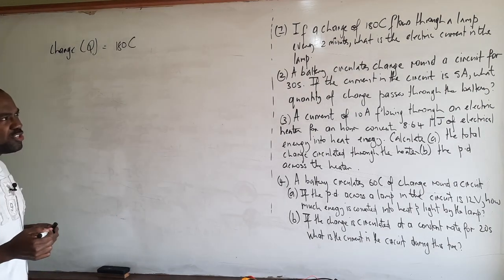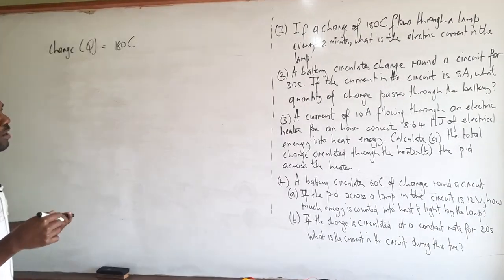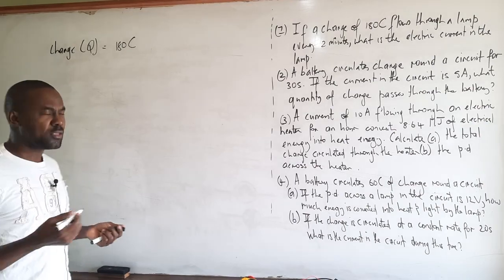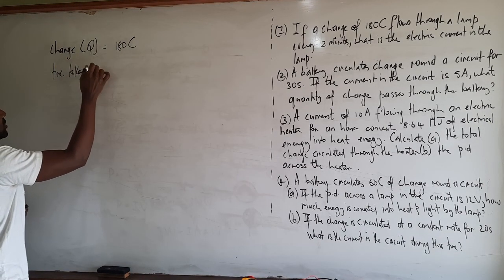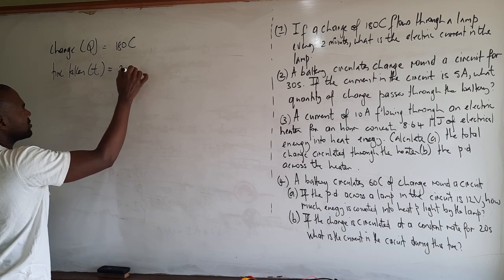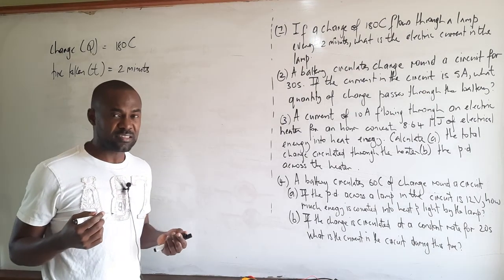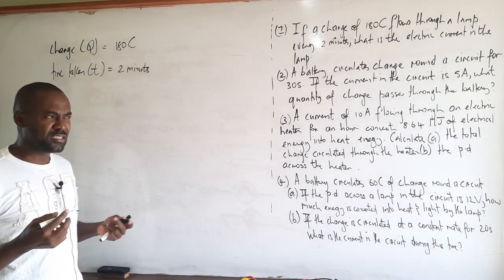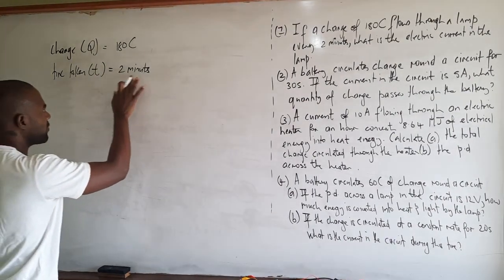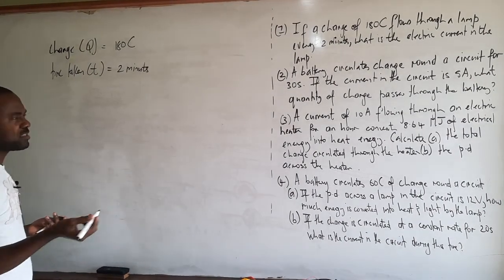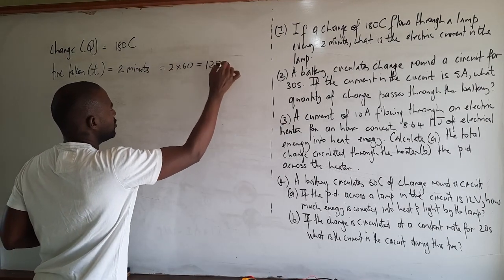And we're told that this charge flows through the lamp every 2 minutes. The 2 minutes, of course, represents the time for which the charge is flowing. So the time taken, T, is equal to 2 minutes. But of course, we know the SI unit of time is the second, and so we must convert this time from minutes to seconds. Of course, 60 seconds equals 1 minute, so to convert from minutes to seconds, we multiply by 60. So this gives us 2 times 60, which is equal to 120 seconds.